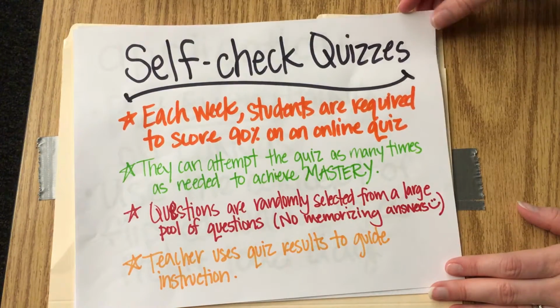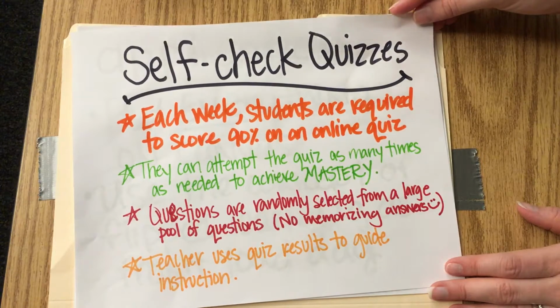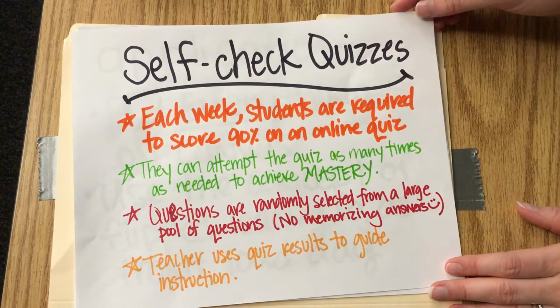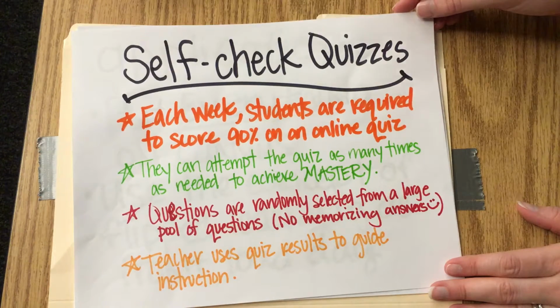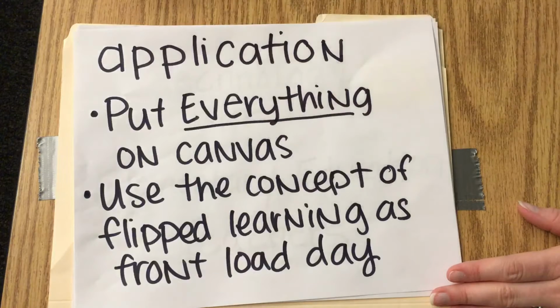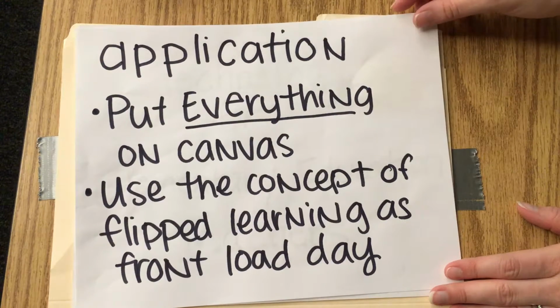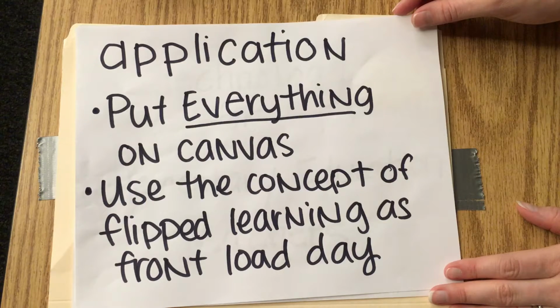Teacher requires self-check quizzes to be done before coming back to class each week. Students are required to score 90% on an online quiz. They can attempt the quiz as many times as needed to achieve mastery. Questions are randomly selected from a large pool of questions, so no memorizing the answers. Teacher uses quiz results to guide instruction. The application: we can put a lot of activities on Canvas and use the concepts of flipped learning as a front load every day.